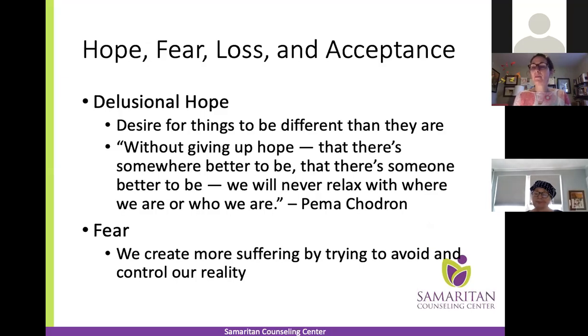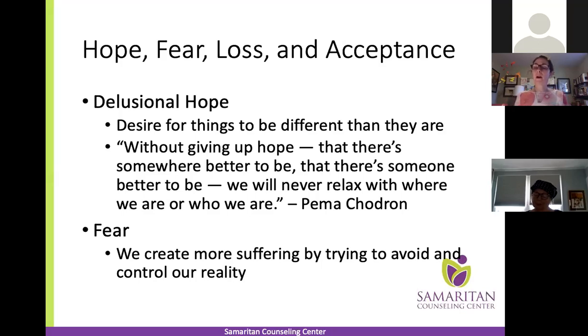Hope is an important thing to have, but oftentimes what we really are engaging in is a delusional type of hope, a hope that things would be different than they are. In the book, When Things Fall Apart, Buddhist nun Pema Chodron writes, without giving up hope that there's somewhere better to be, that there's someone better to be, we will never relax with where we are or who we are.